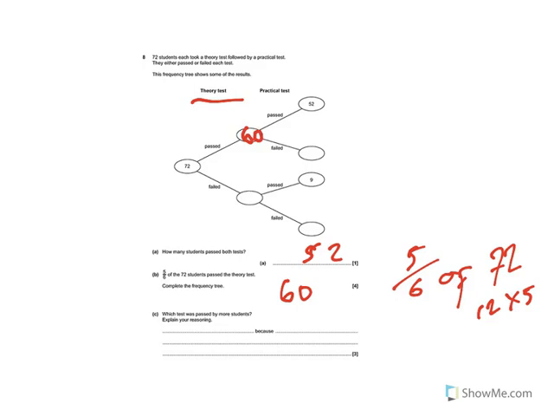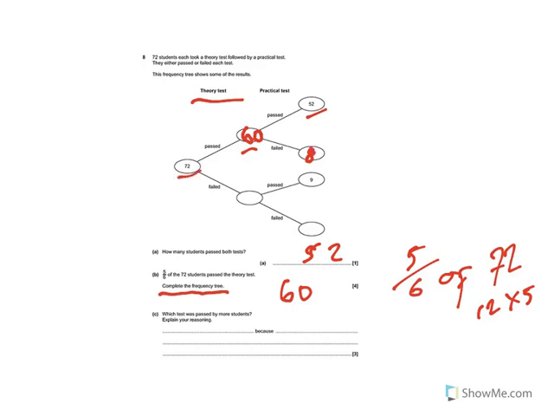Okay, what's the next question? Oh, there's another part to part B. It says complete the frequency tree. Okay, so let's go back and look at the frequency tree. Now we have 60, we can actually solve some of the other parts of the frequency tree. So if 60 people passed the theory test, and then 52 of them went on to pass the practical test, that means 8 must have failed the practical test. So in here we can put the number 8.